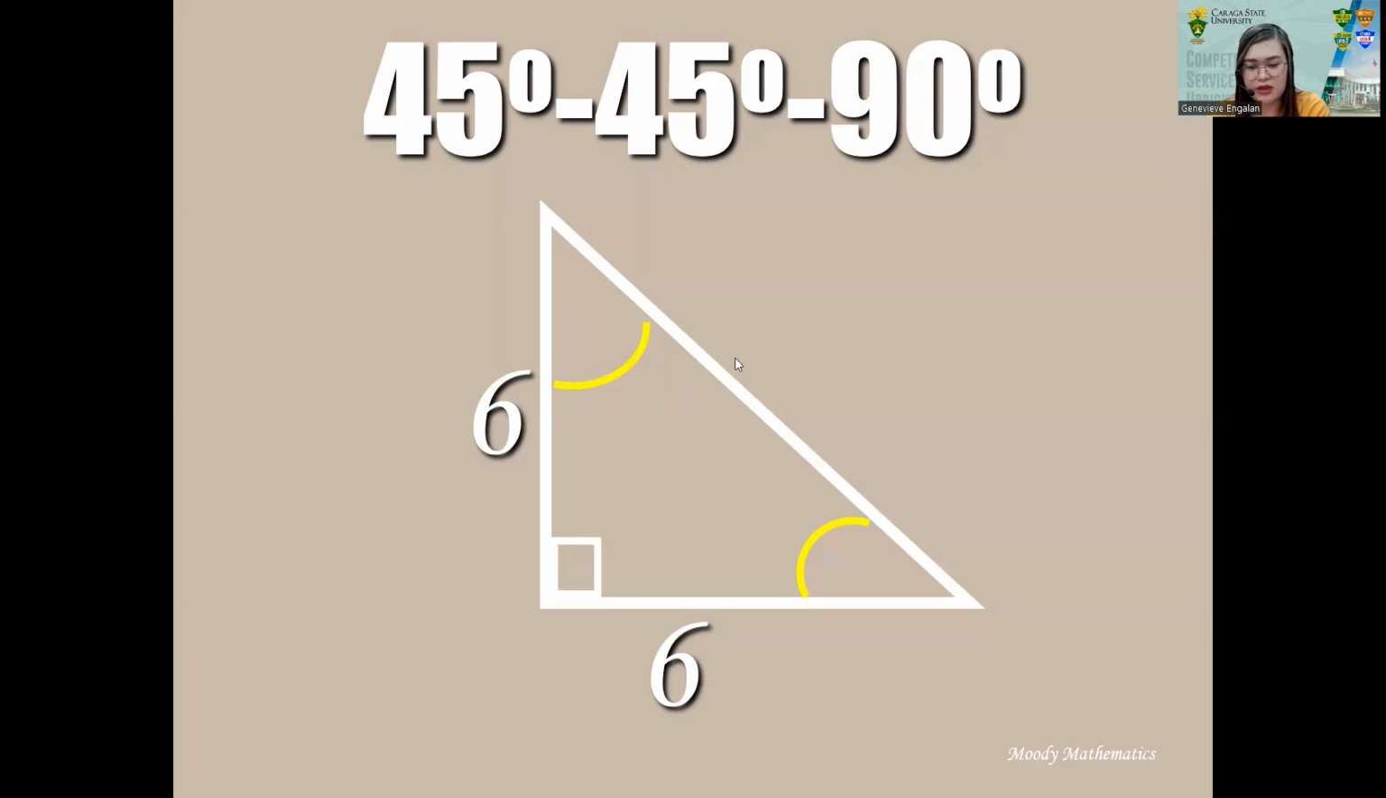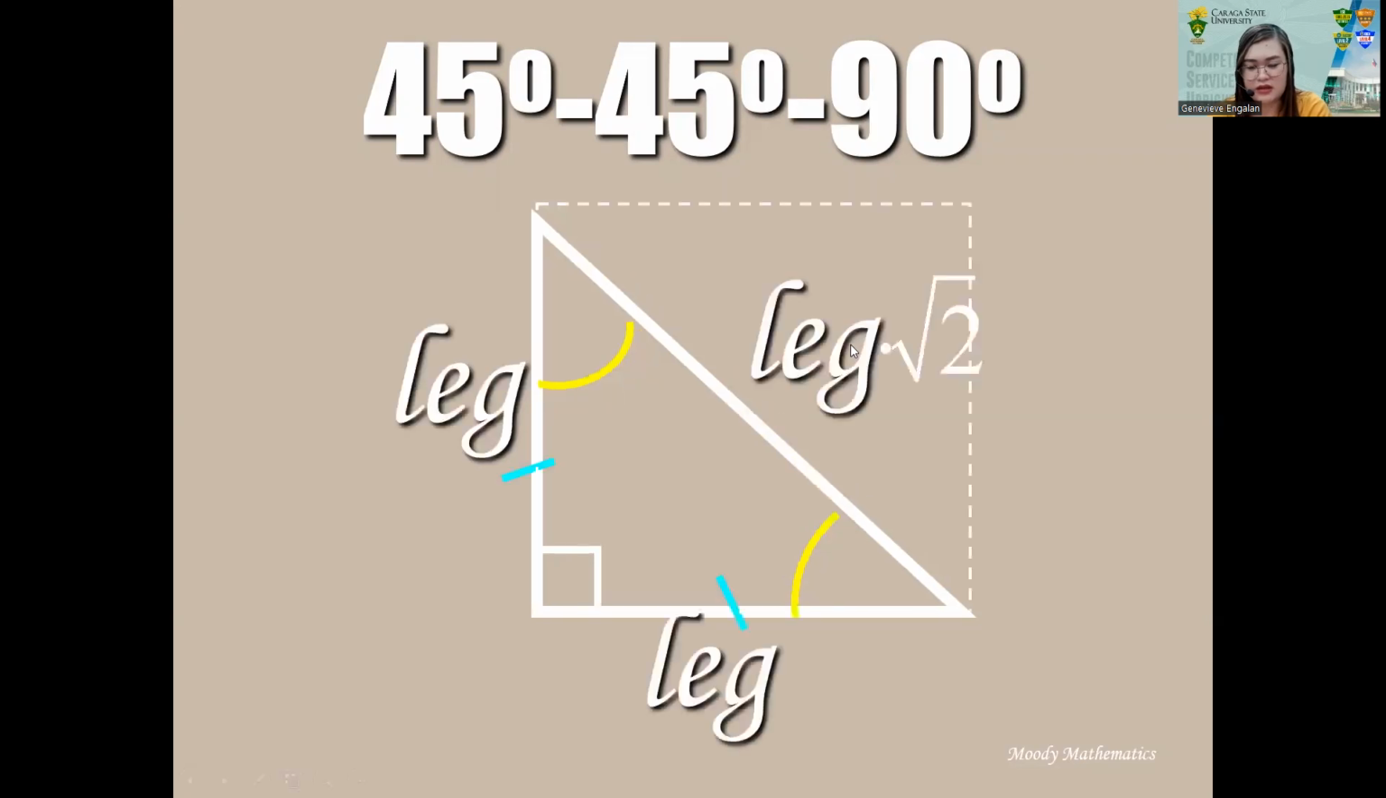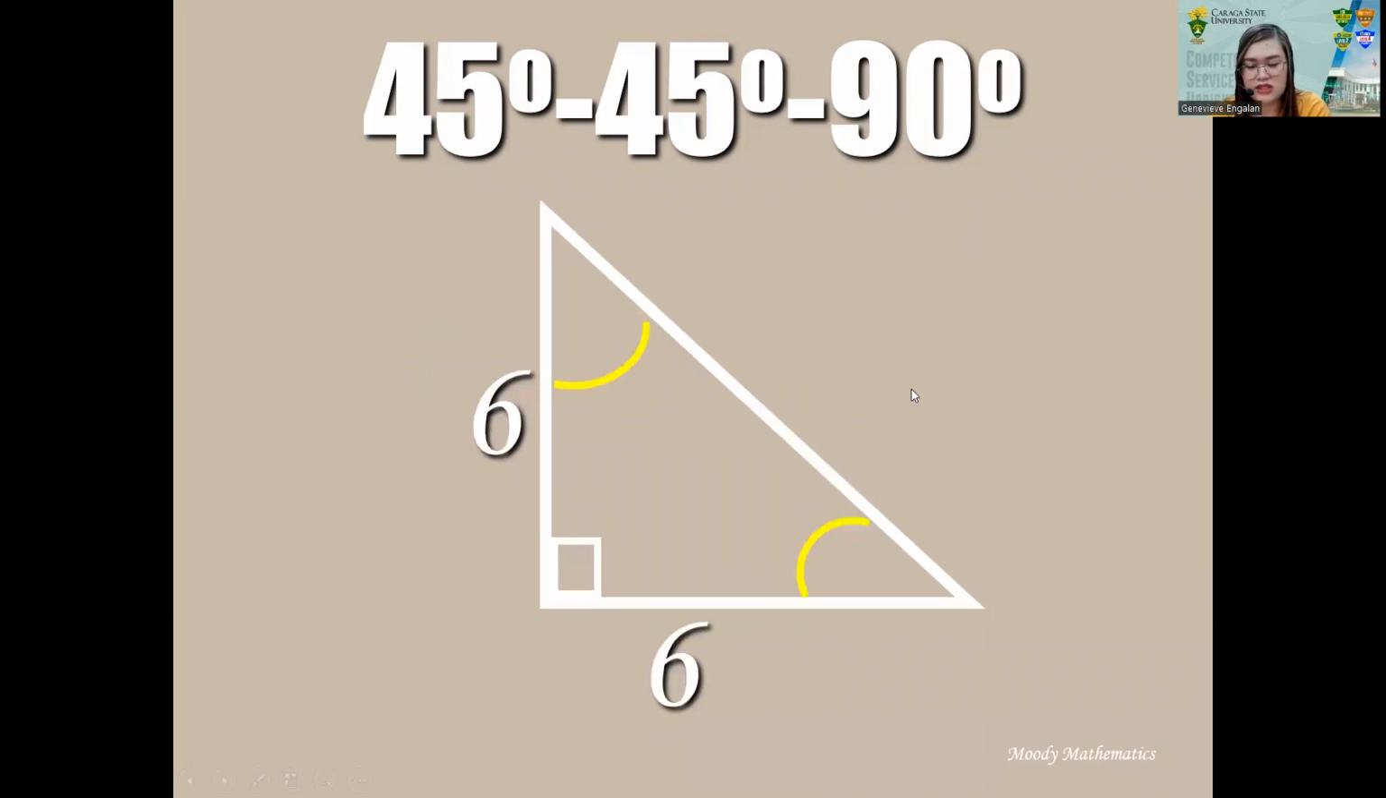Again, balik ta. Diba kung leg ni leg, so ang iyang hypotenuse is leg times square root of 2. So, kung 6 na, pila man ang hypotenuse? 6 square root of 2. So, automatic dapat, class, kay gihatag na ang formula. So, kung 8 na, pilang hypotenuse? 8 square root of 2.